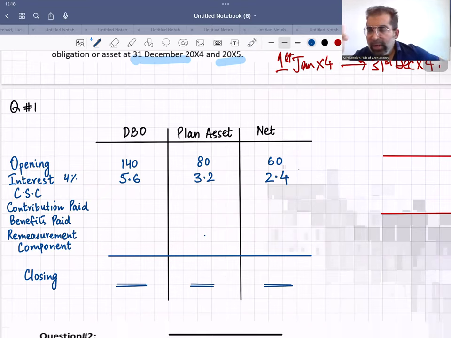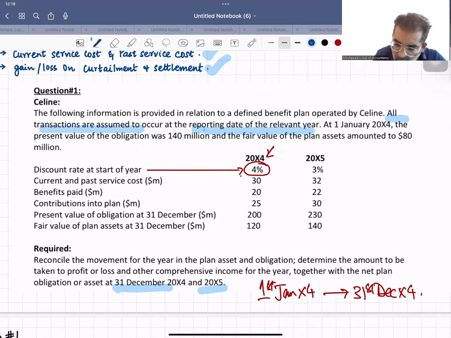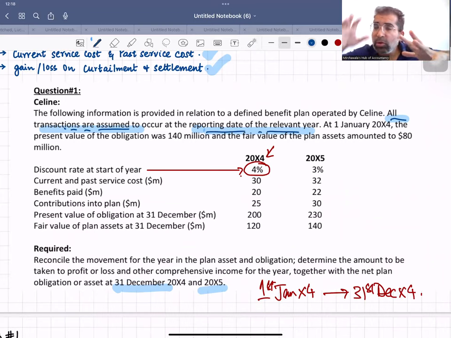Now, one more thing. As a student, you may ask the question, sir, why did you apply this 4% on the opening balance? Listen to the answer: this opening balance will be constant throughout the year. Why? Because of this line. All transactions are assumed to occur at the reporting date of the relevant year. That means contribution paid, current service costs, past service costs, benefits paid, these are the things which change your assets and liabilities. The assumption is that all these transactions occur at the end of the year. Reporting date means end of the year. So when these all occur at the end of the year, the opening balance is constant throughout the year. That's why we have applied the interest percentage on the opening balance. This is the logic. Okay.